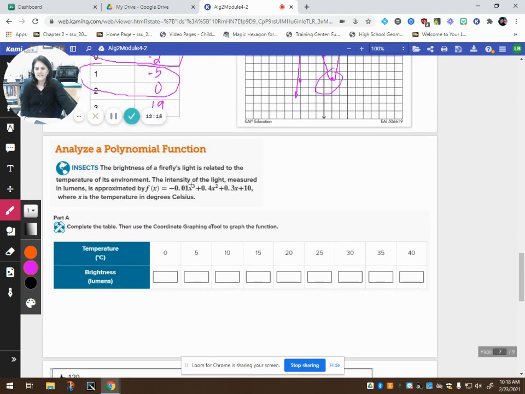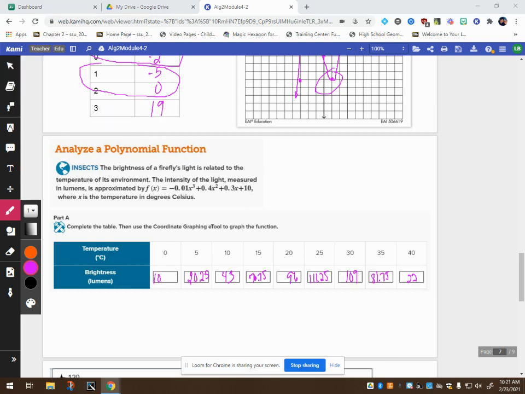So talking about insects, it says the brightness of a firefly's light is related to the temperature of its environment. That's pretty cool, isn't it? The intensity of the light measured in lumens is approximated by f of x equals -0.1x cubed plus 0.4x squared plus 0.3x plus 10, where x is the temperature in degrees Celsius. So we're going to begin by completing the table.